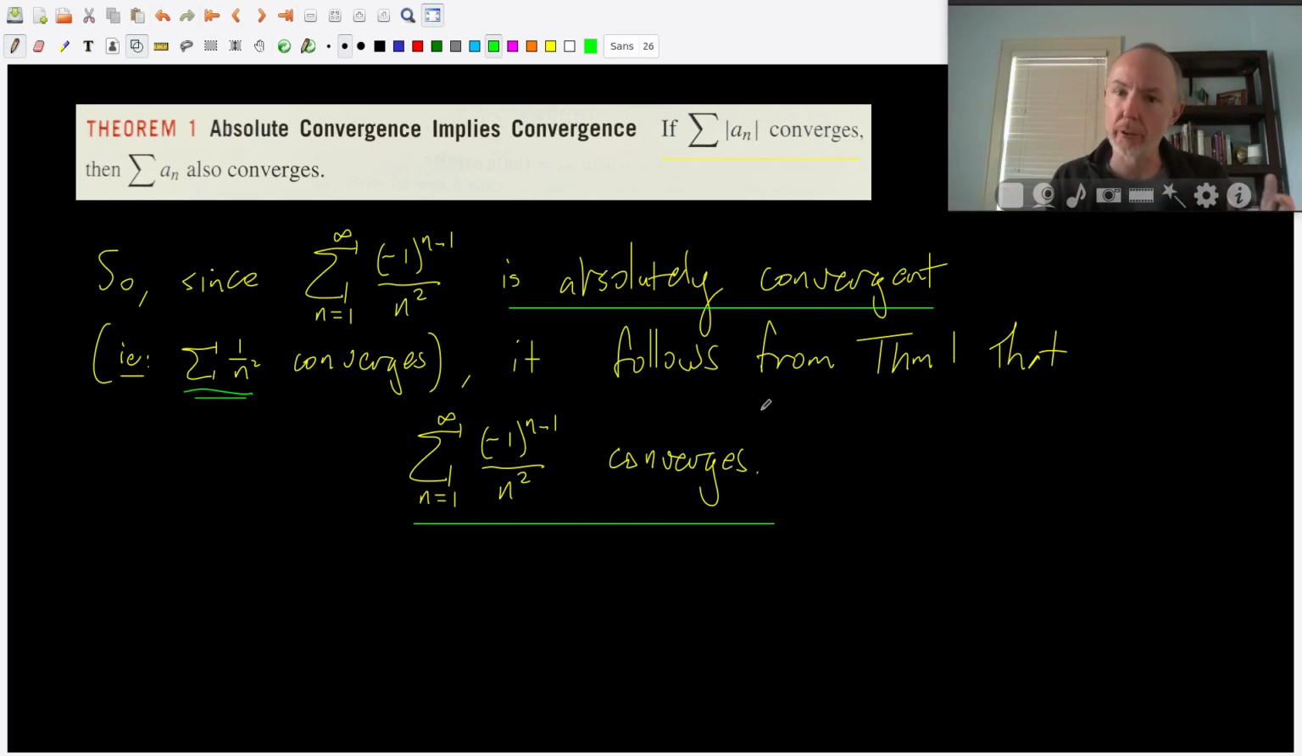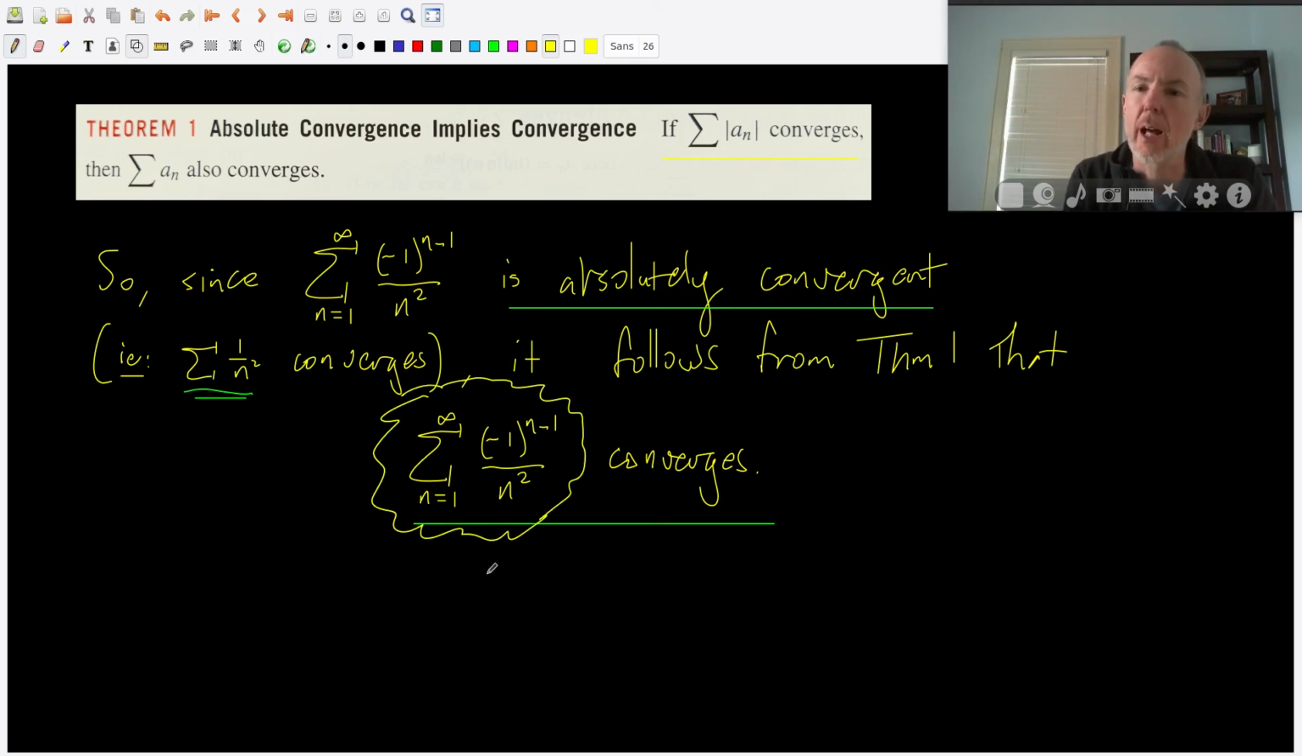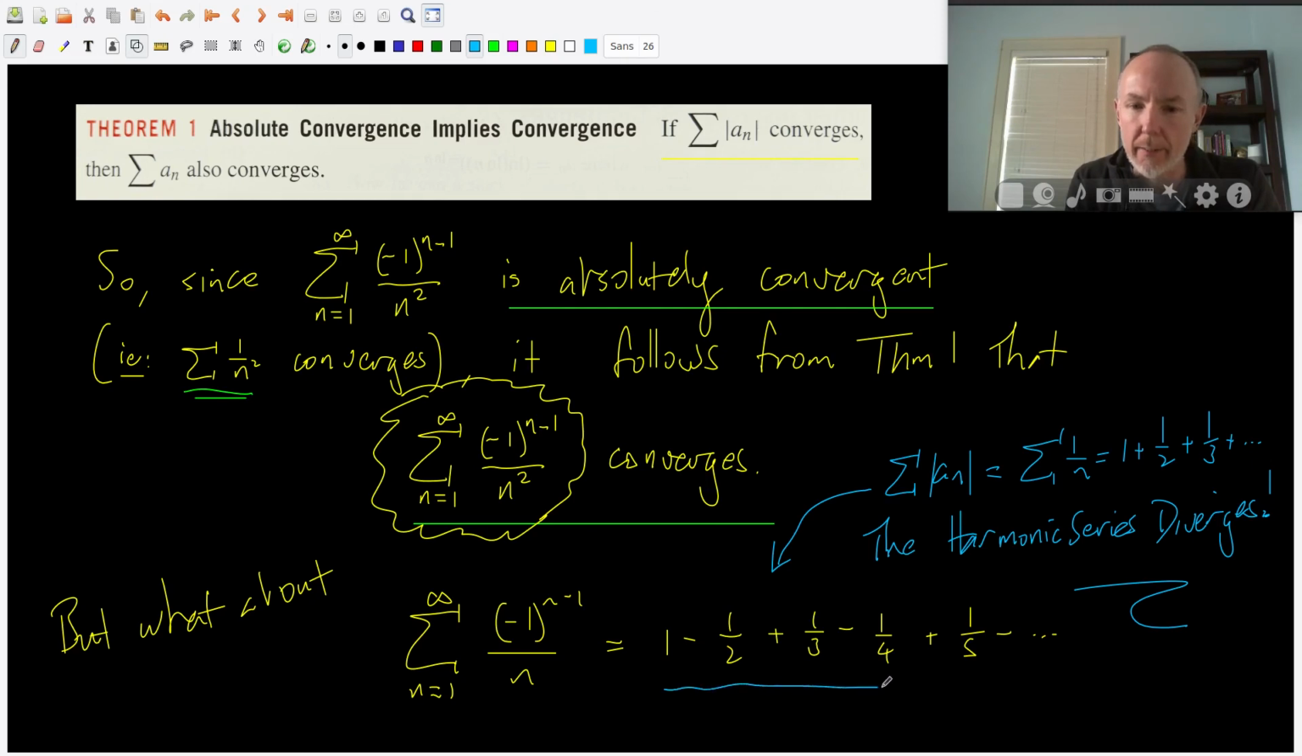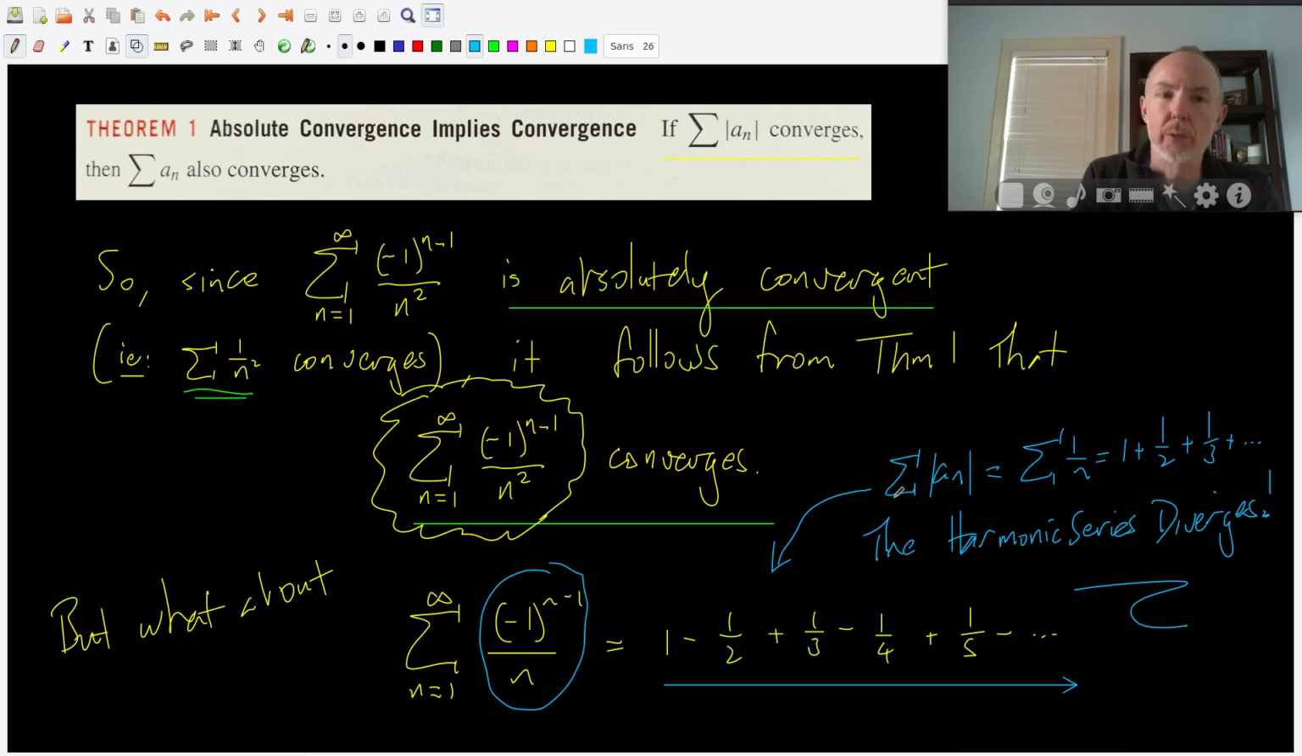So absolutely convergent is a stronger thing, because as soon as I know that something is absolutely convergent, I know that it converges. So in this case, we were able to say that this series converges because it's absolutely convergent. But not every series converges. Not every series of positive terms converges. And so what happens when we have a series that we know is not absolutely convergent? Because the absolute value of this quantity is just 1 over n. And so that's the harmonic series. So the absolute values, when you add them together in this case, give you the harmonic series.